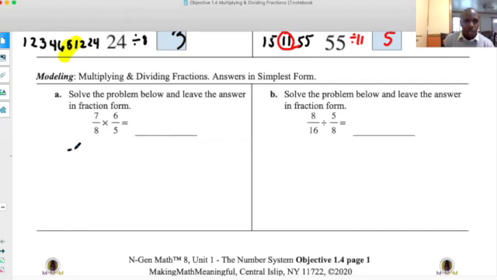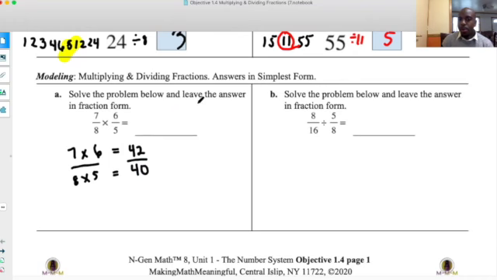So I'm going to say, okay, what is 7 times 6? And I'm going to get an answer. And then I'm going to say, what is 8 times 5? And I'm going to get an answer. So when I multiply this, 7 times 6 gives us 42, and 8 times 5 gives us 40. So our answer is 42 over 40.